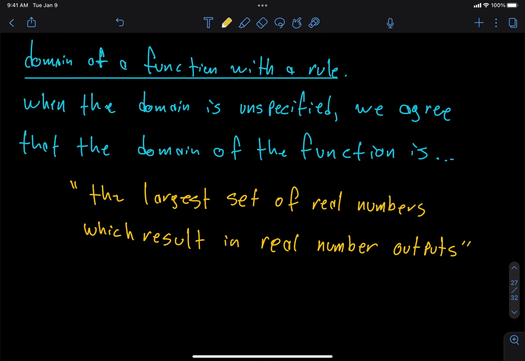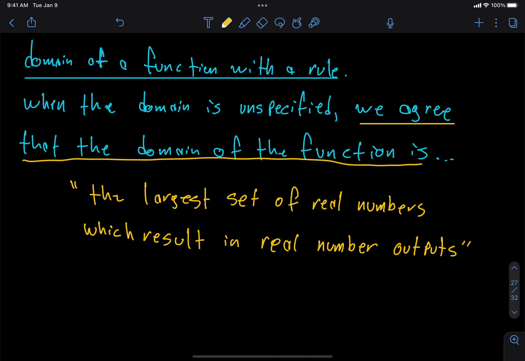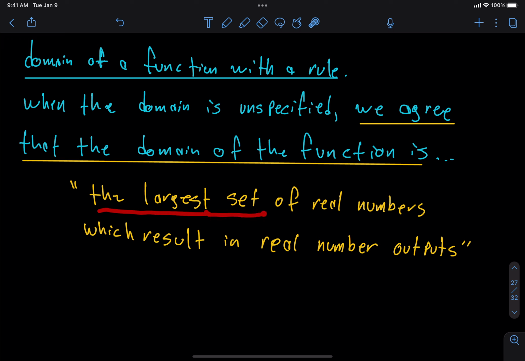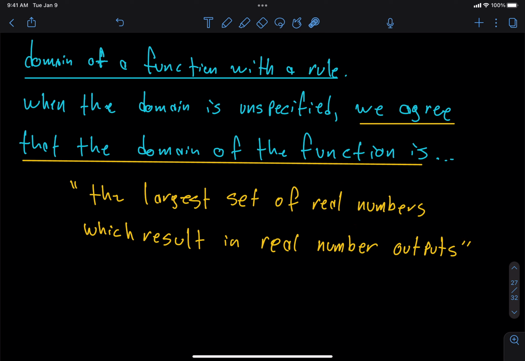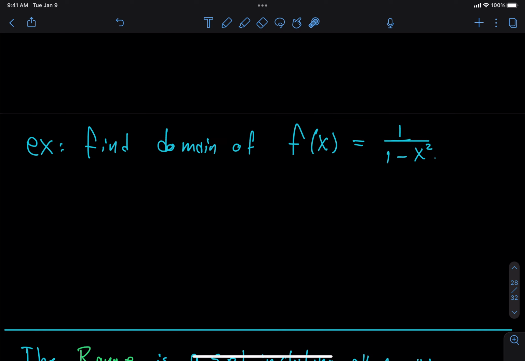So what we do is the following. We collectively agree, actually you don't agree, it's more like mathematicians a while ago agreed, that the domain of the function is going to be, quote unquote, the largest possible set of numbers which result in a real number output. All of the real numbers which I can plug in and get a real number as an output, that is going to be the domain of my function. So let's do several examples here.